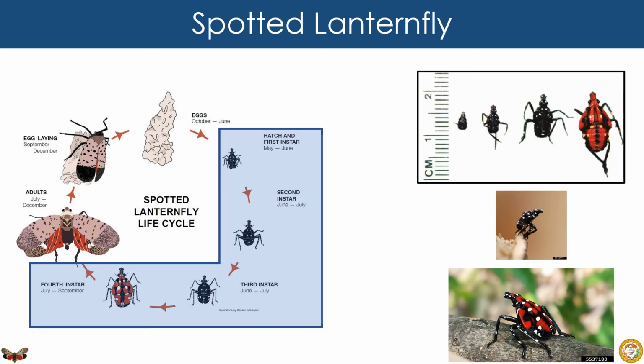The first 3 nymphal stages are fairly nondescript and are difficult to spot unless you're actively looking for them. They are black with white spots, and the first instar is tiny, about the size of a tick, with the third instar measuring about 1/4 of an inch. The fourth instar is the first life stage that is truly noticeable as it is larger, about 1/2 an inch in size, and bright red.